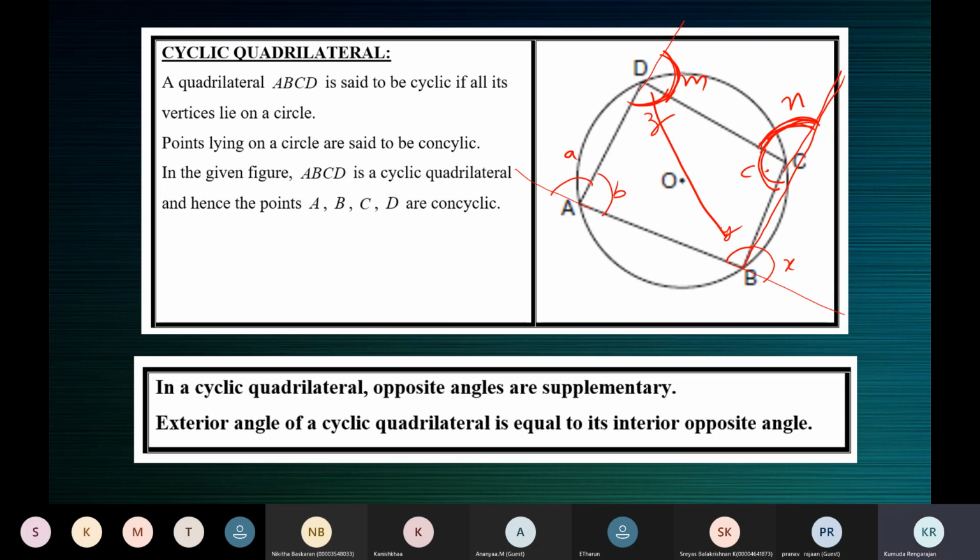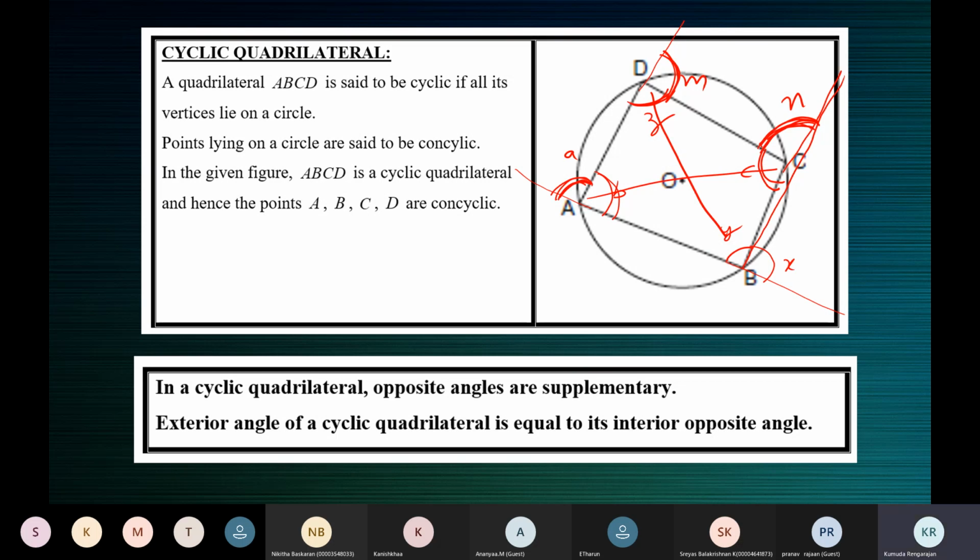The exterior angle A is formed because the side BA is produced. So the exterior angle A is formed. Its interior angle is B. Interior opposite angle is C. So A is equal to C.